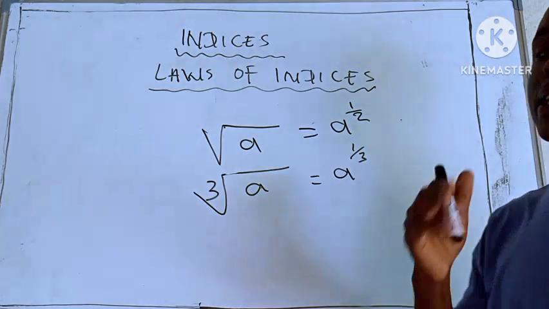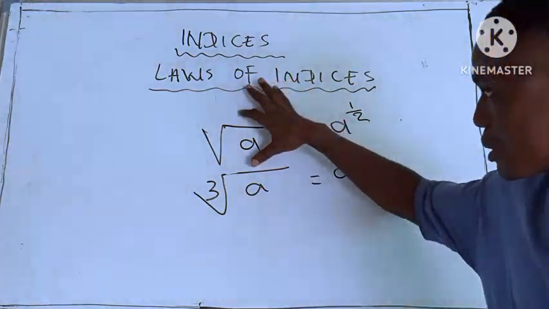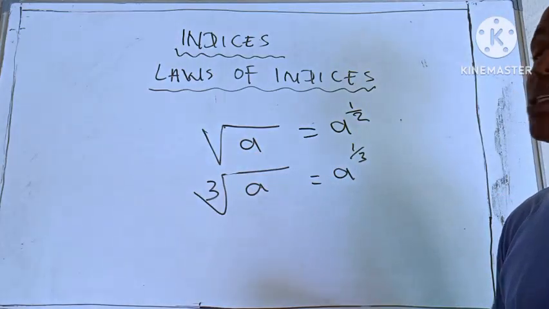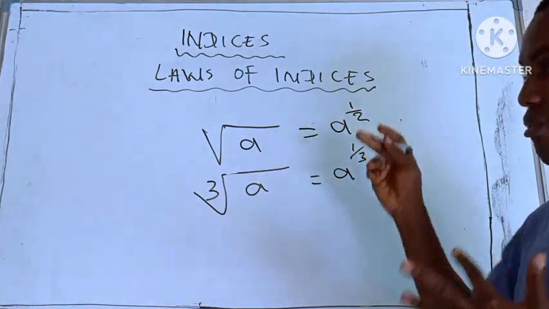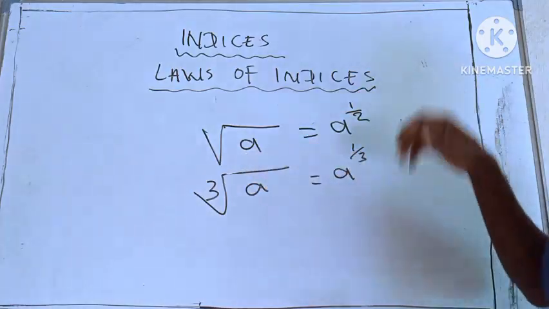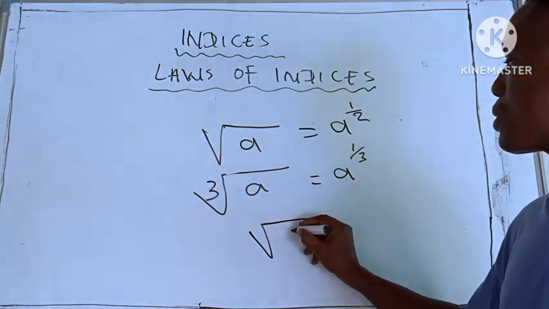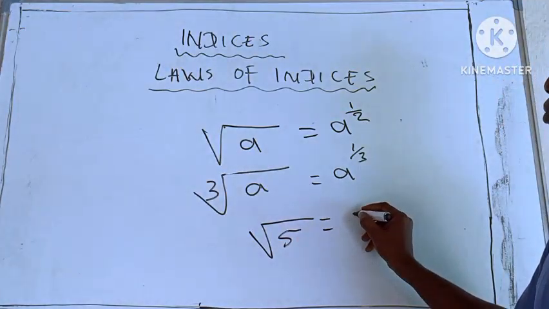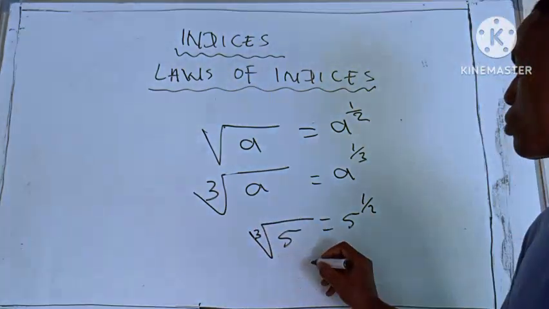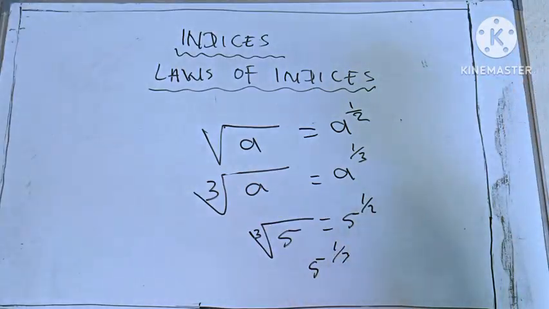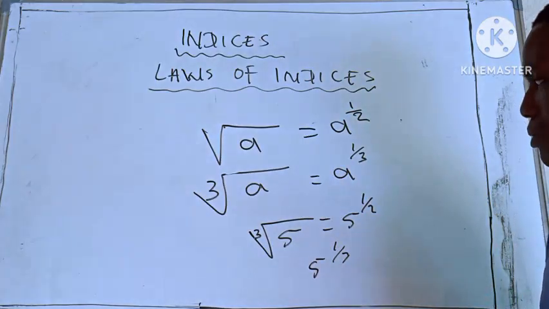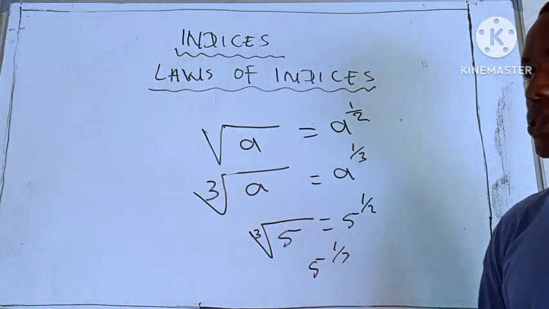So whenever you are solving maths and you come across square root or any number inside, it can be square root 5, square root 100, any kind of number, it can be changed. Let's say we have square root 5, it will be 5 raised to power 1 all over 2. But if it's cube root 5, it will be 5 raised to power 1 all over 3. Understood, Abby? So please take note. Make sure you write everything down.